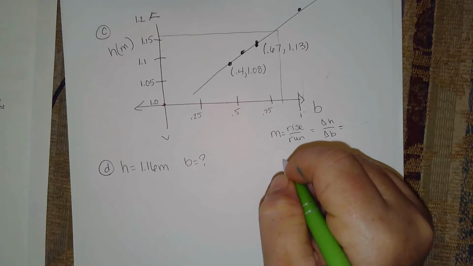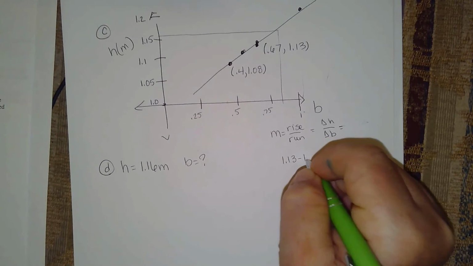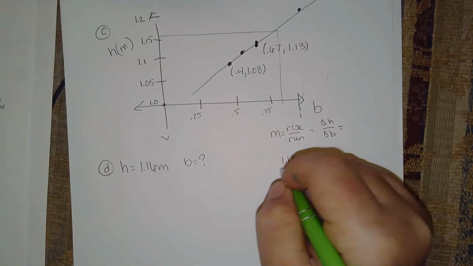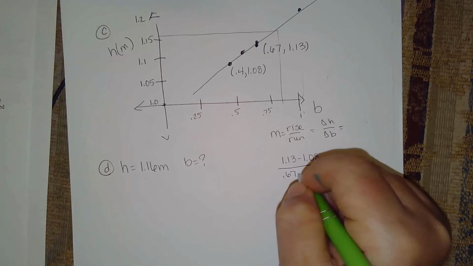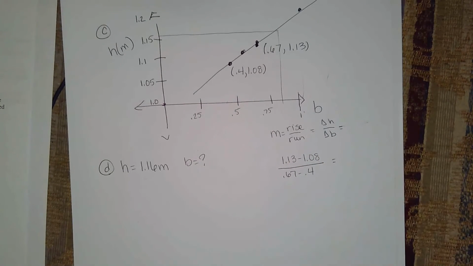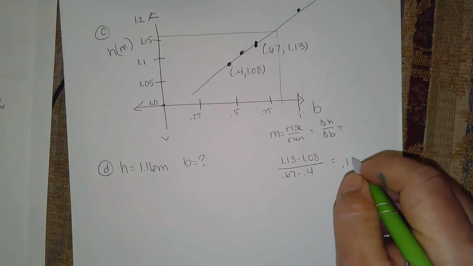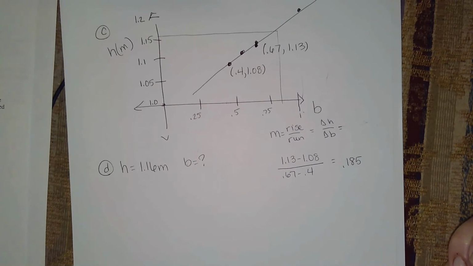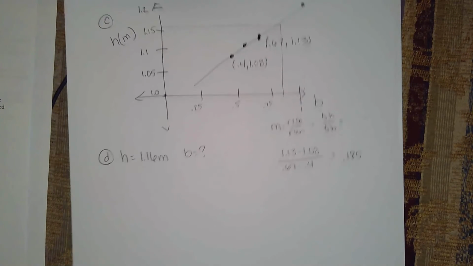So I'm going to use 1.13 minus 1.08, and I'm going to put that over 0.67 minus 0.4. So get 0.05 divided by 0.27. So I get a slope of 0.185. I'm going to keep all of that for just a minute. Okay, so that's my slope.